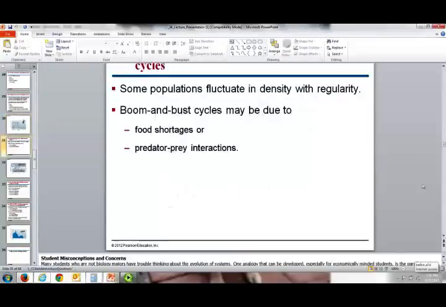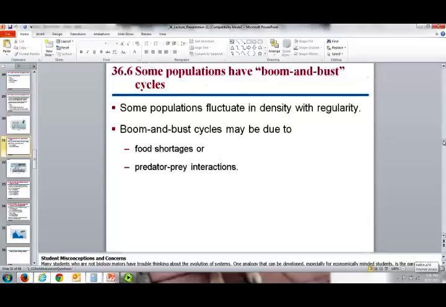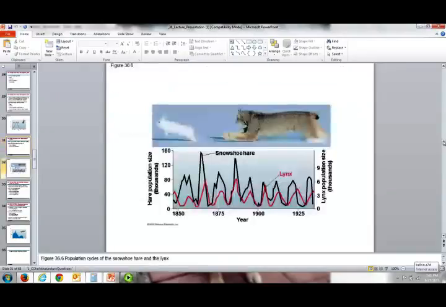So some populations are actually going to have cycles where they're going to fluctuate with some regularity. So you would see some boom and bust cycles. These can be due to food shortages or predator-prey interactions. So here you can see a comparison between the hare population and the lynx population.